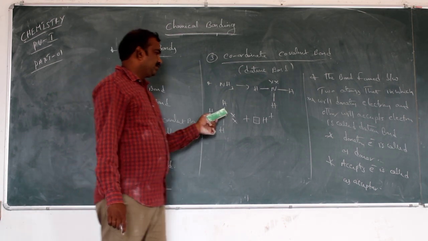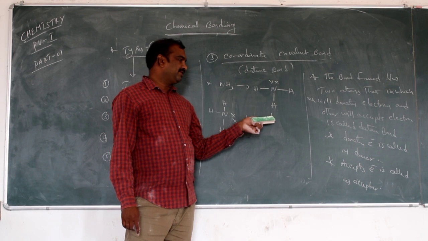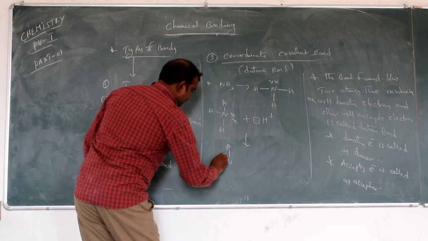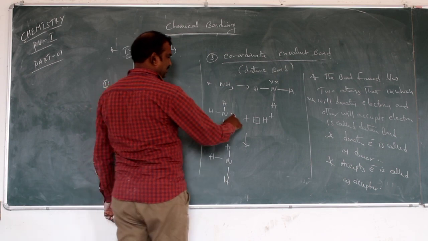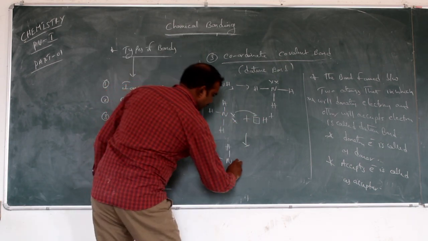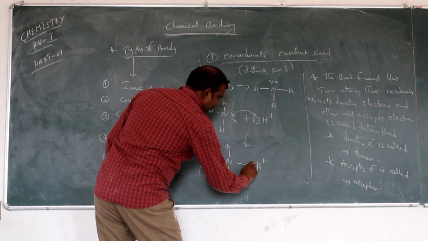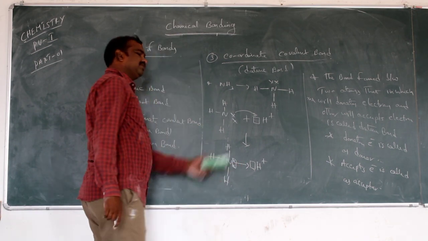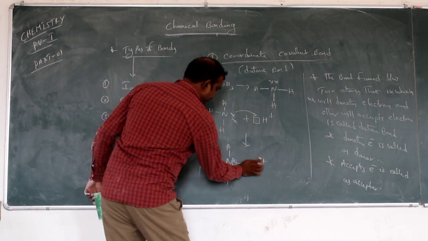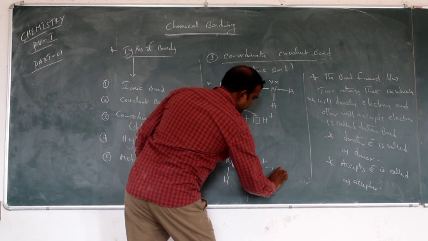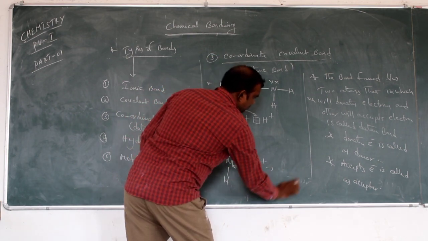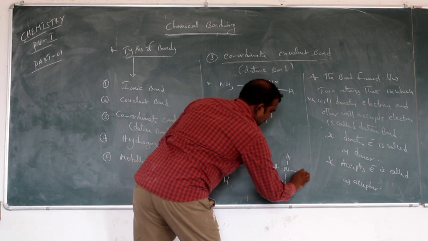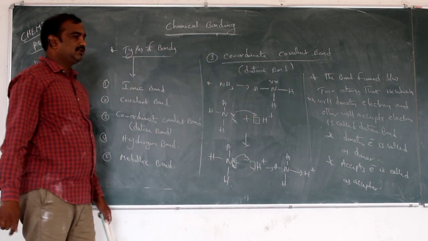So if we add one H plus ion to the NH3 molecule, what happens here? NH3 is like this. These 2 electrons are donated to this one, and here the bond is common. This is called a dual bond.